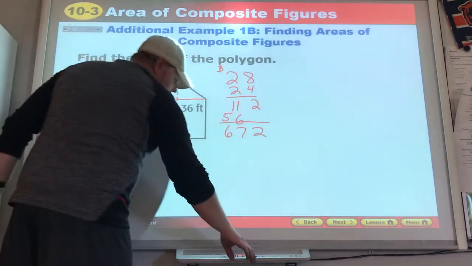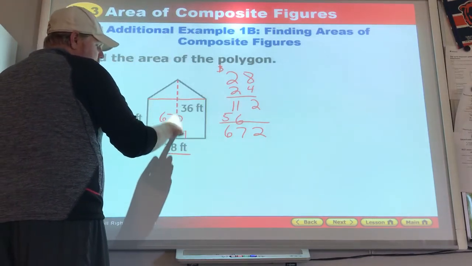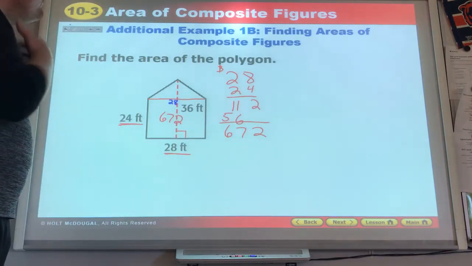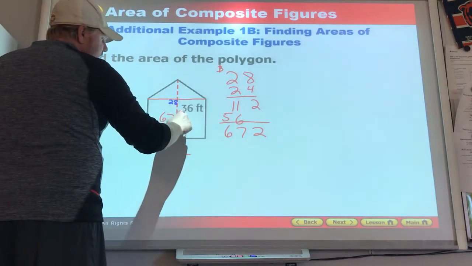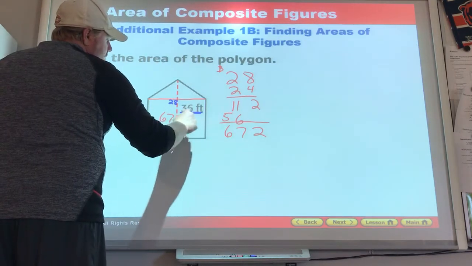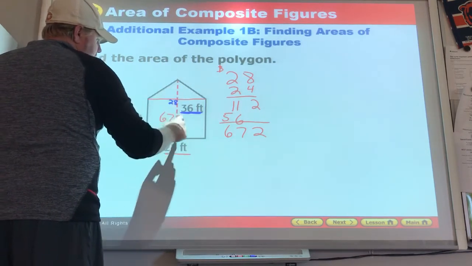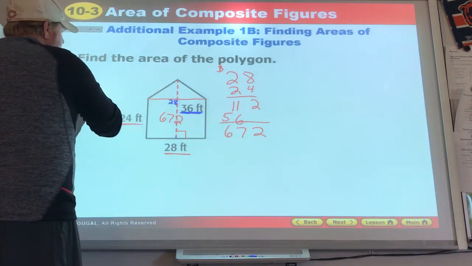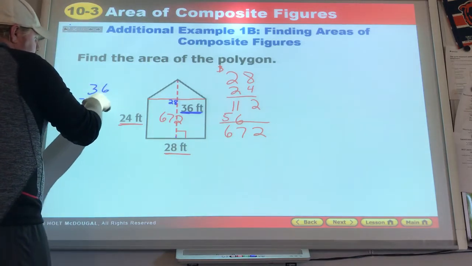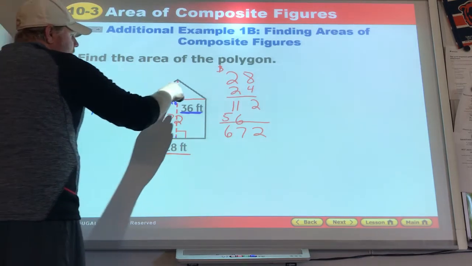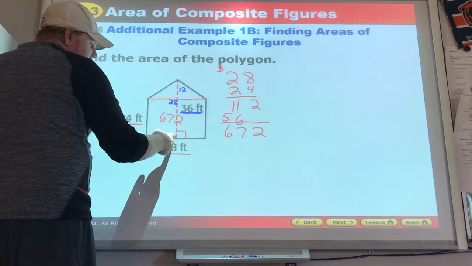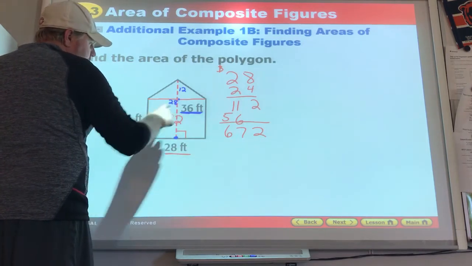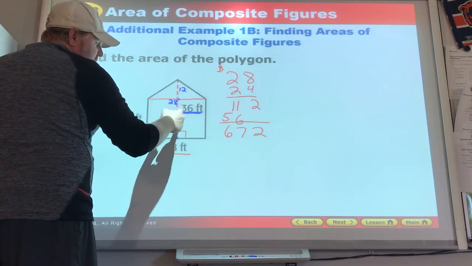How do I figure out what this triangle is? I know that if this is a rectangle, this bottom is 28. Hold it, this dashed line they said was 36. So from here all the way up to there is 36. From here to here is 24. I just need this part. Oh, this part's 12. Because if I go from here to here, that's 24. I need to go 12 more to get to my full 36.